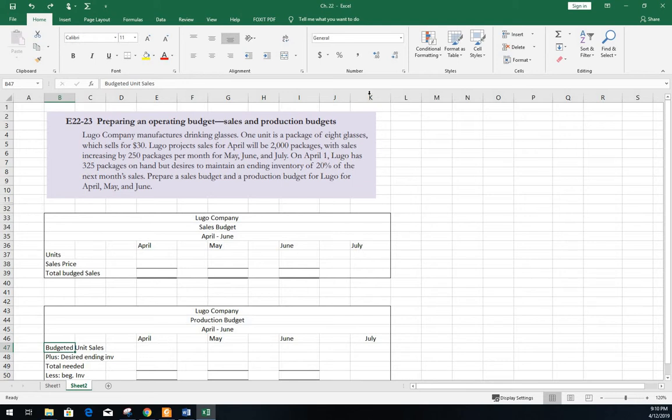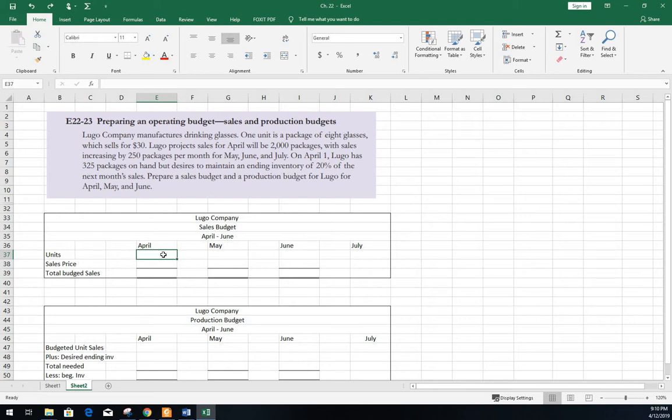Another thing to remember is that the problem only asks us to produce a budget for April, May, and June. April, May, June right here. And you'll notice I have July. July is needed in order to complete the June section. So I added a column for July. It's not needed, so if you don't need it, you can erase it after you're done with it. I just chose to include it there for demonstration purposes. So let's go ahead and complete the sales budget.